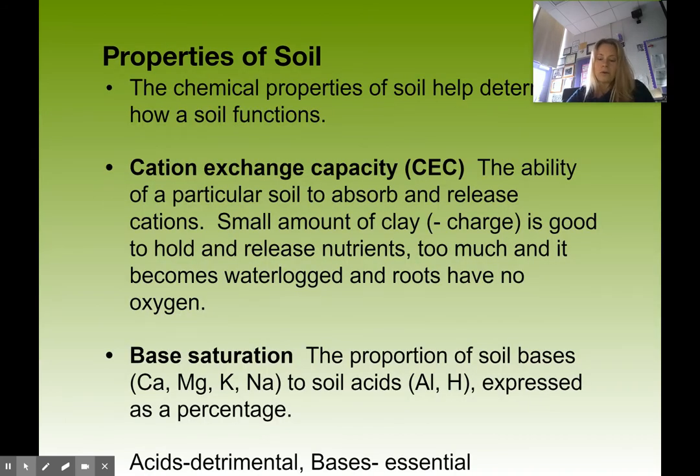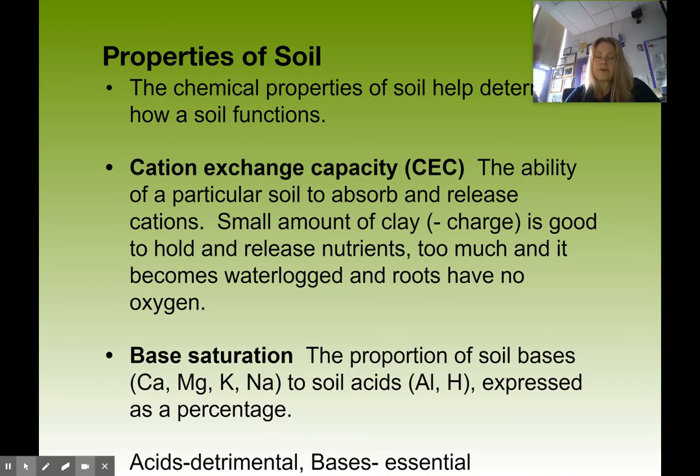All right, so some other things that we look at with soil: the cation exchange capacity. This has to do with the amount of clay. So how does it absorb and release cations, which is important for plants. If you have clay, it's good because it holds a lot of nutrients. But the downside is that it does hold a lot of water, and so it doesn't release water very quickly.